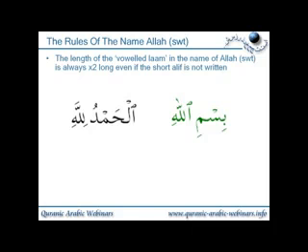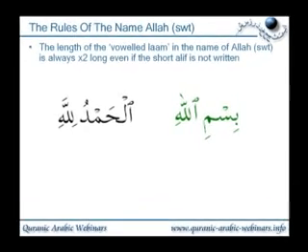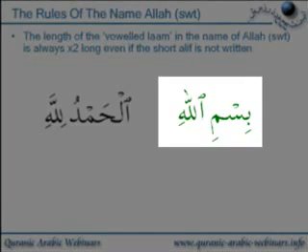The next thing to cover is the length of the voweled lam in the name of Allah subhanahu wa ta'ala, and this is always 2 lengths long even if the short alif is not written. The first example is again Bismillahi, and on top of the lam of Allah we have the short alif, which indicates that it's going to be 2 long. That's why we normally say Bismillahi. You cannot say it short. It has to be 2 long.